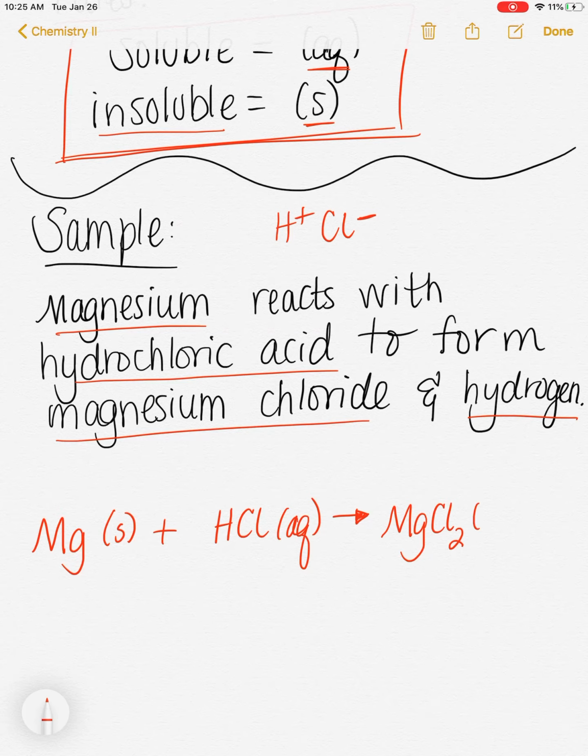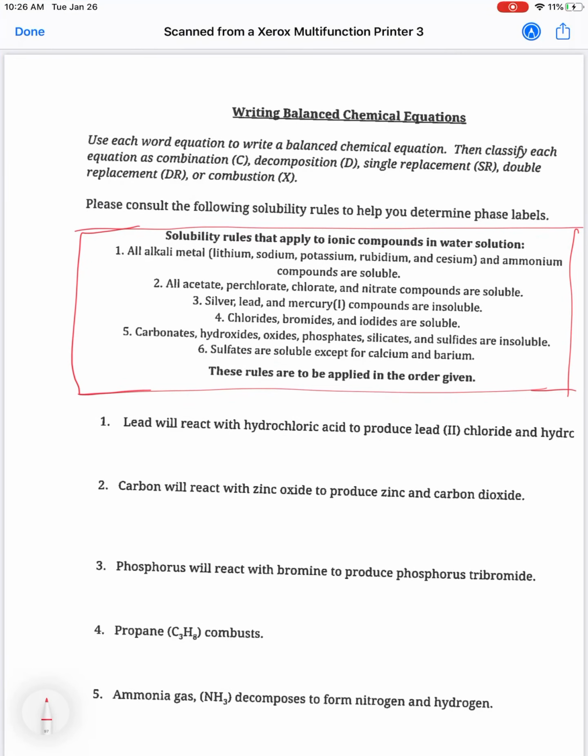So I have to consult my solubility rules because I have something that's aqueous. So that means that water is present. So let's go look at our solubility rules. We're looking for anything that applies to magnesium and or chloride. So rule number 1 says all alkali metals, lithium, sodium, potassium, rubidium, and cesium, and ammonium compounds are soluble. That's not very helpful for us. Doesn't include magnesium or chlorine. Rule 2, all acetate, perchlorate, chlorate, and nitrate compounds are soluble. Again, does not help us.